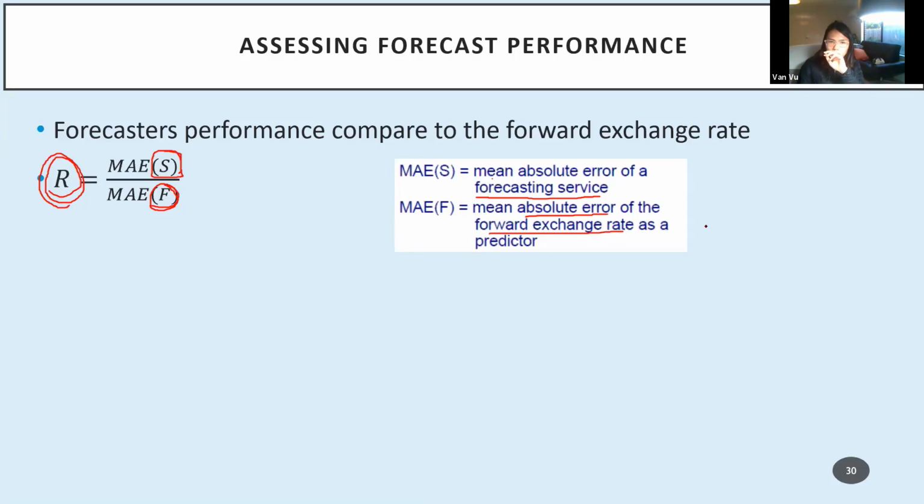So this ratio here tells me the relative values between the absolute error of a certain forecasting technique and the forward technique. What I want here is, if I want to argue that my forecasting technique outperforms the forward technique, then do I want to see a high number for R, or do I want to see a lower number for R?